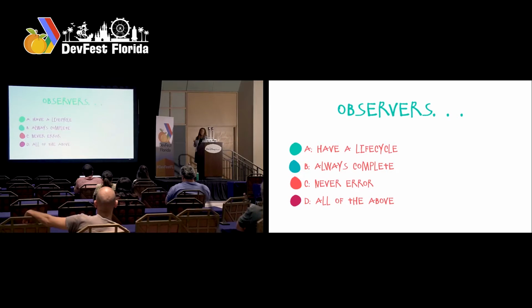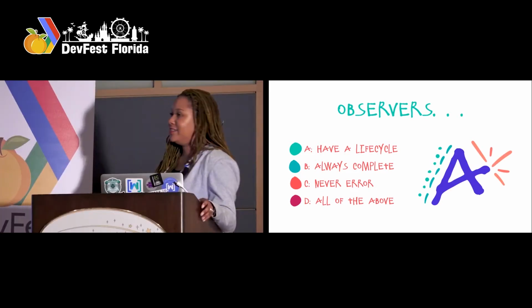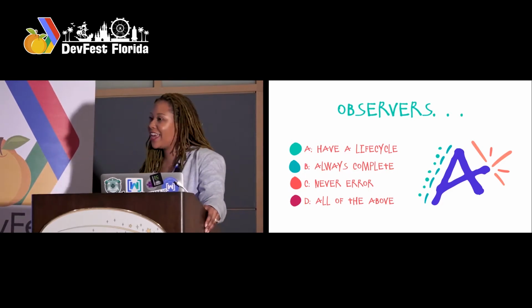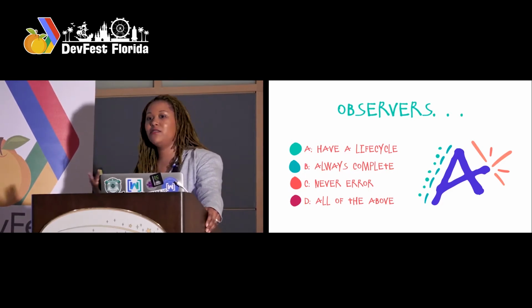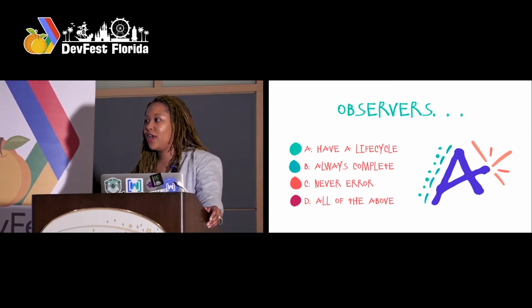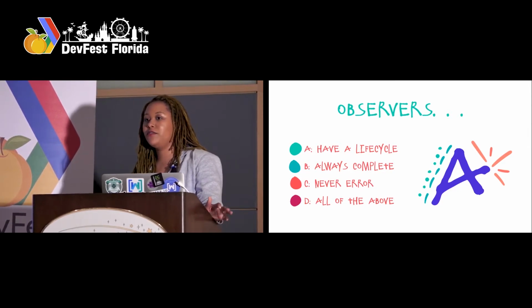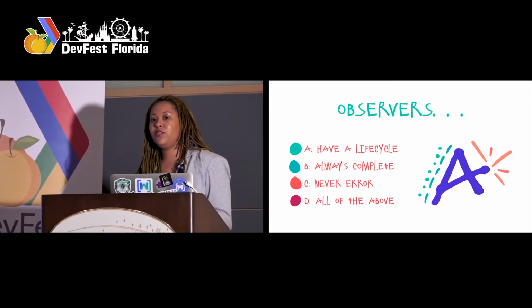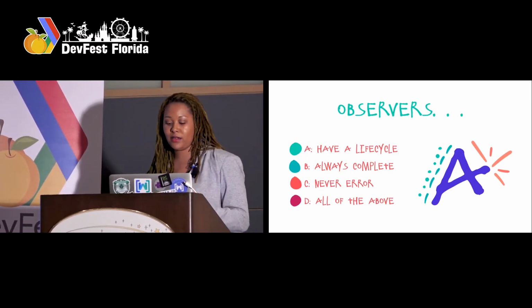But now it's that time again for a pop quiz. Observers: A, have a life cycle, B, they always complete, C, they never error, or D, all of the above. Right, it's A, good. I didn't want it to be D forever, so yes, it's A, right? They have a life cycle and you have to respect those methods. And if you're gonna go through the effort of using the create variation of the observable, then you need to make sure you're respecting that life cycle.